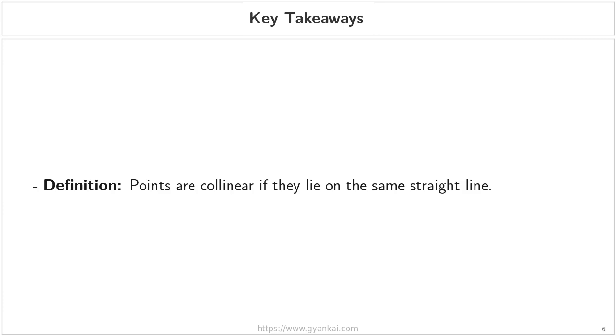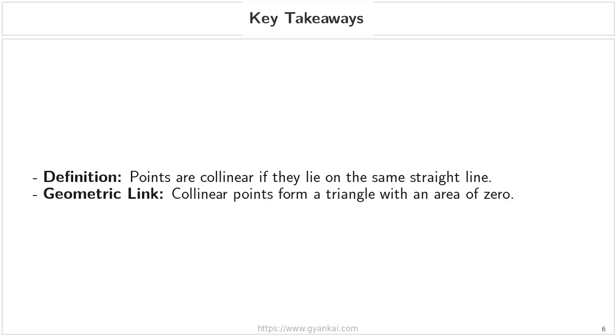Key takeaways. First, let's revisit our core definition. Points are considered collinear if they all lie together on the exact same straight line. As we discussed earlier when looking at the geometry of triangles, there is a vital geometric link here. Remember how we saw that moving a vertex closer to the base reduces the height? Well, when those points become collinear, the triangle essentially collapses, meaning collinear points form a triangle with an area of exactly 0.